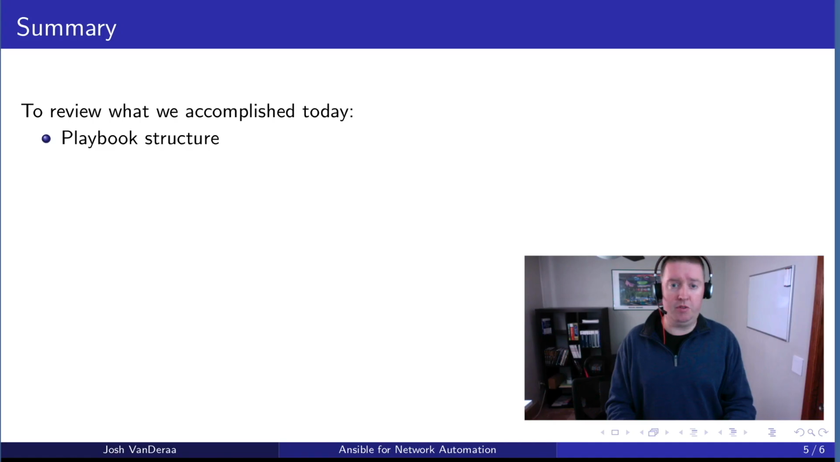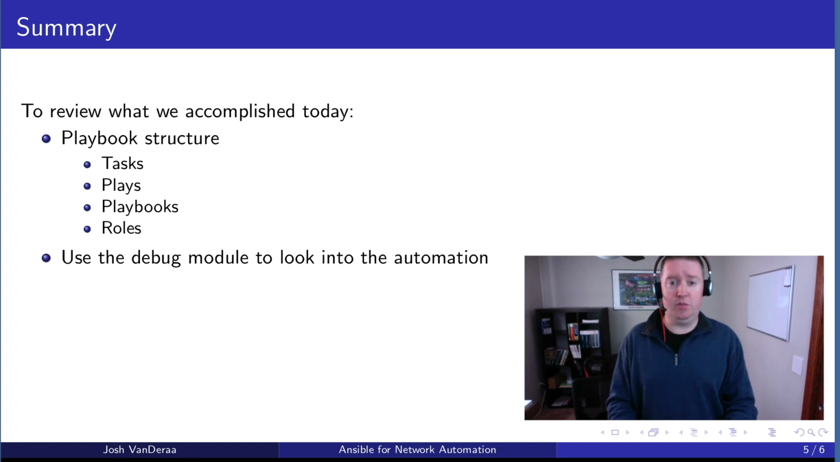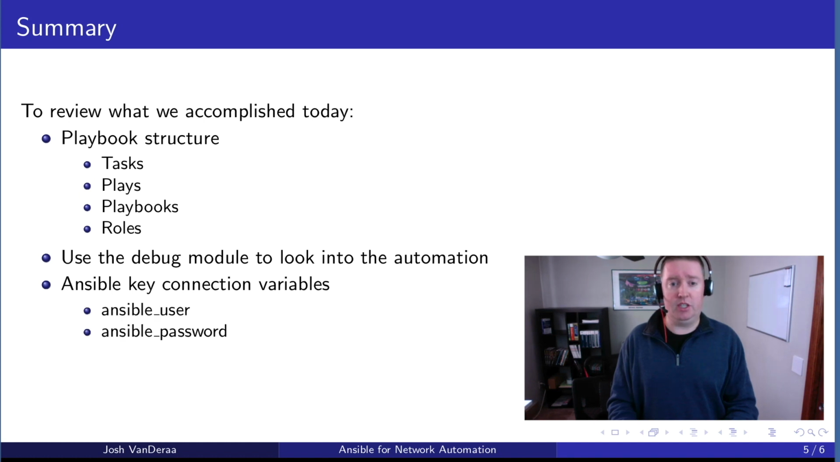All right, to review what we've accomplished so far today, we took a look at the playbook structure that includes tasks, plays, playbooks, and we briefly talked about roles, and we'll look at roles much later down the path. And then we took a look at the use of the debug module to be able to look at the automation. So this is where we printed out various things. You'll want to use print much more and keep an eye out where we use debug to see what's going on. Then we took a look at Ansible key connection variables, such as ansible_user and ansible_password. And then lastly, we reviewed Ansible's Galaxy and GitHub pages, where you can find more information.